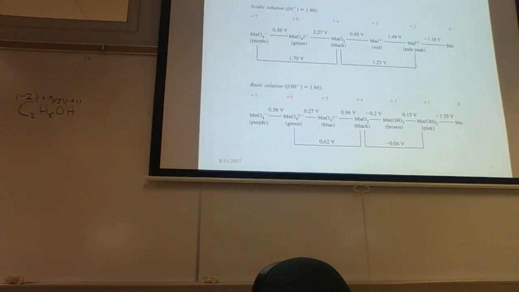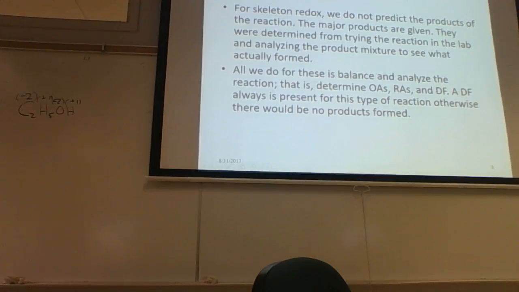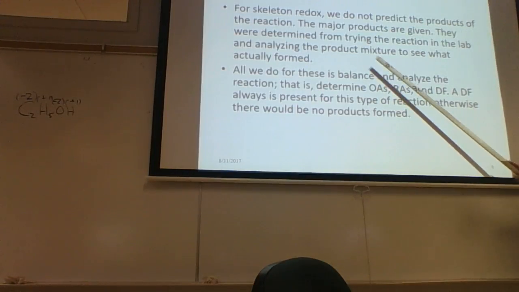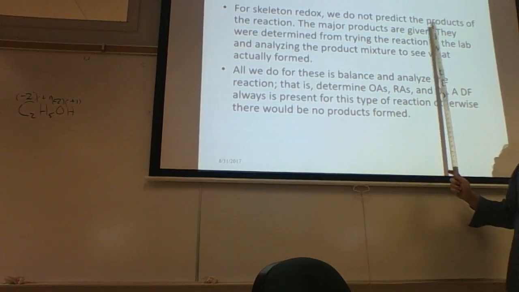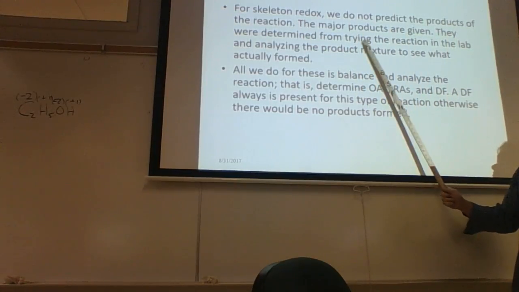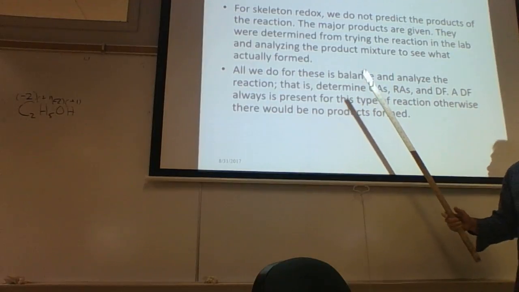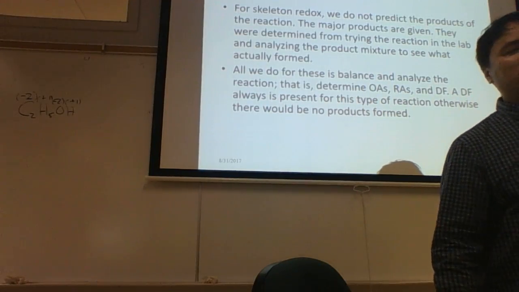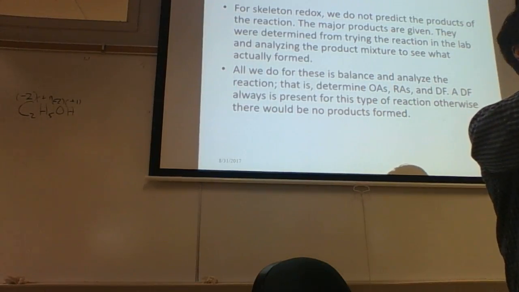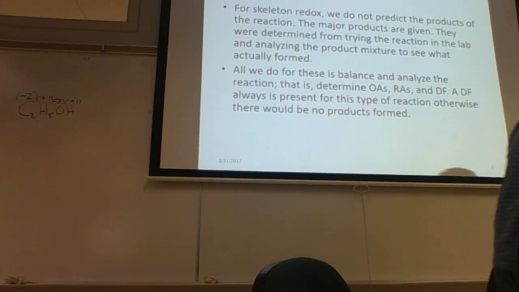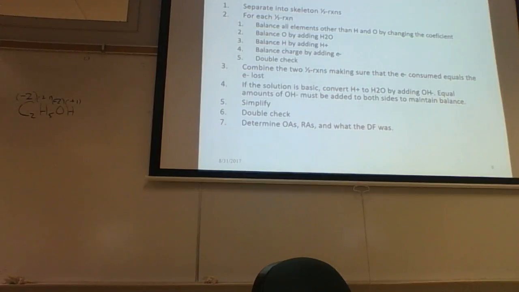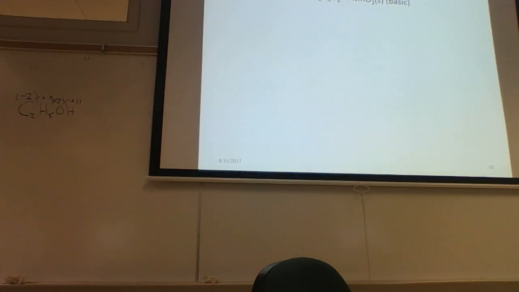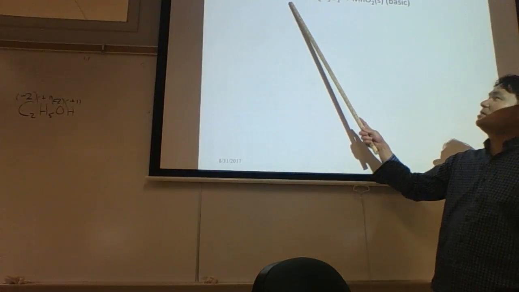Usually when we do something like this, what we do is something called skeleton redox. In skeleton redox, which is at the end of chapter 5, we do not predict the products. The products are given. And so the skeleton redox is, you know what, forget it. I don't want to try to predict it. I'm just going to mix it and see what happens. That's it. Mix it and see what happens. Just observe. And so here, we'll mix some ethanol and some permanganate and see what happens.